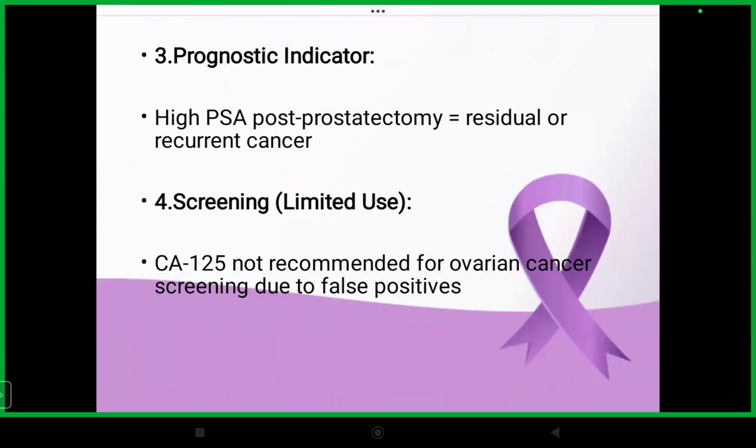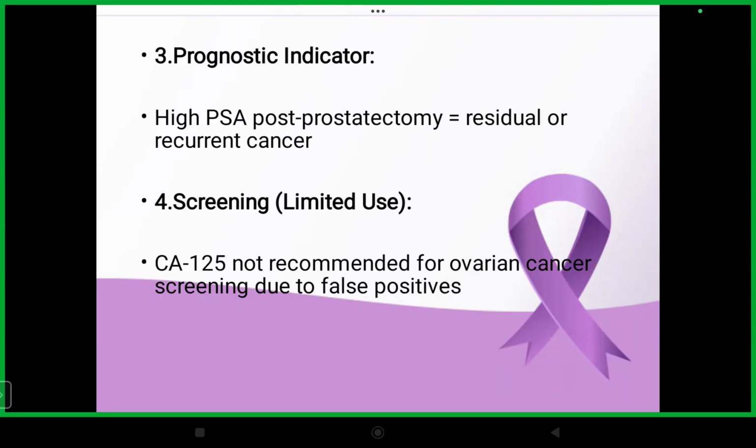Then we have prognostic indicators. That is the same thing: you can use the marker to assess the treatment prognosis, how well it is improving, or how the treatment is working. One such example is PSA, prostate specific antigen. Post prostatectomy, if there are high levels of PSA, then it can indicate that there is residual tumor or there is recurrence of tumor.